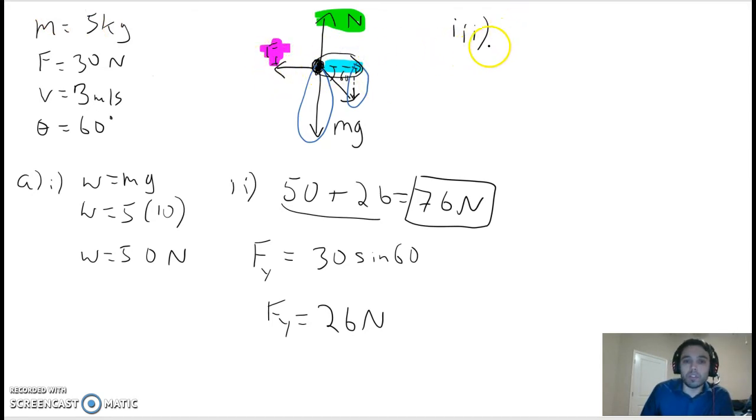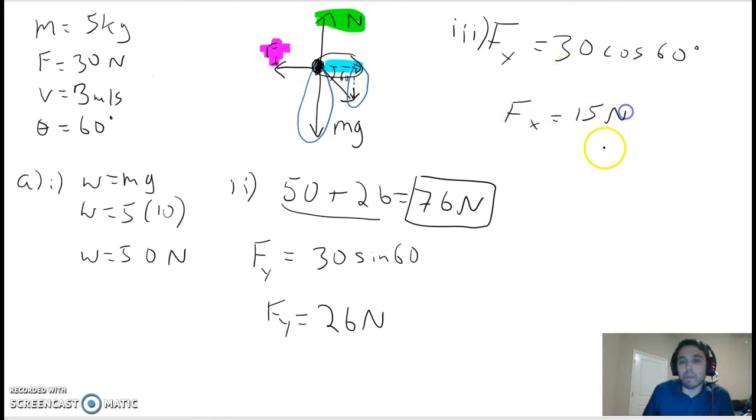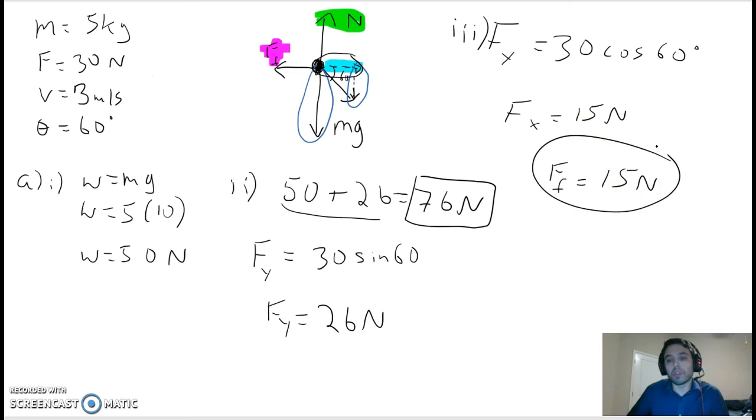Okay, so it's the same equation we used down here, except instead of the vertical component, it's the horizontal component. So it's going to be 30, the amount of applied force, times cosine this time of 60 degrees, because this is adjacent to that angle. 30 cosine 60 is 15. So that means that our friction force must be 15 newtons. There you go. All right, so we're done with part A. Let's go to part B.